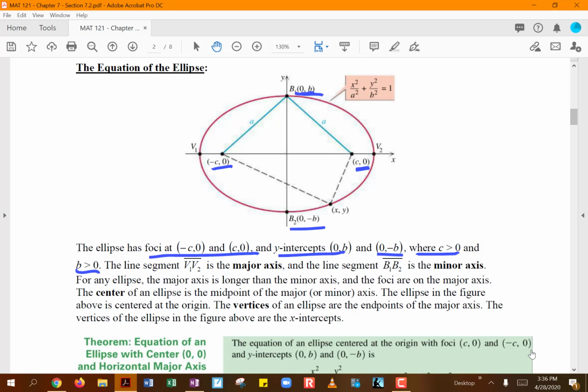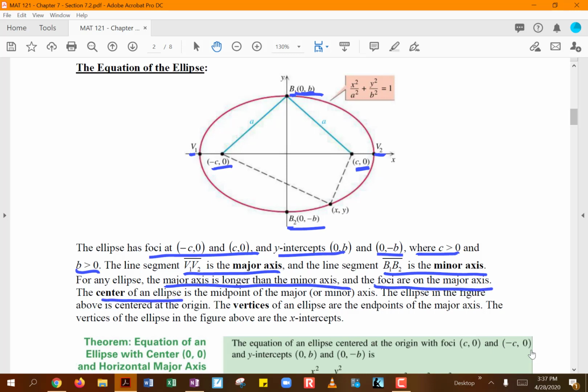Now, your x-intercepts are basically what we call vertices, and the line segment that goes from the point V1 to V2 is what we call the major axis, and the line segment that goes from the two y-intercepts, B1 to B2, we call the minor axis. So the major axis is going to be the longer line segment, and the minor axis is going to be the shorter one. So for any ellipse, the major axis is longer than the minor axis. The foci will always fall on the major axis.